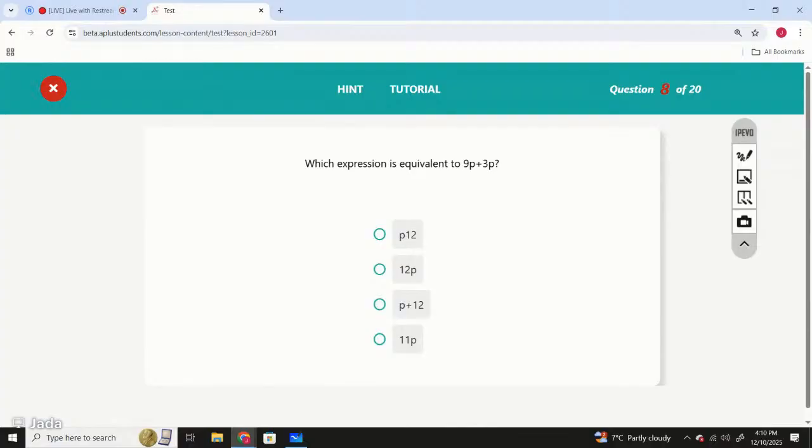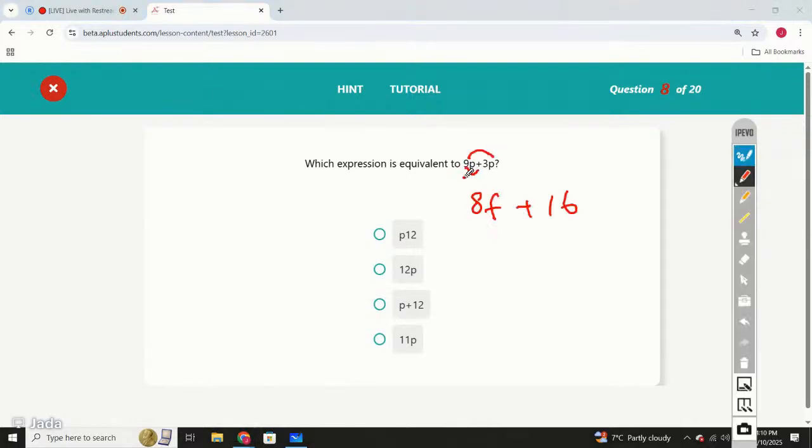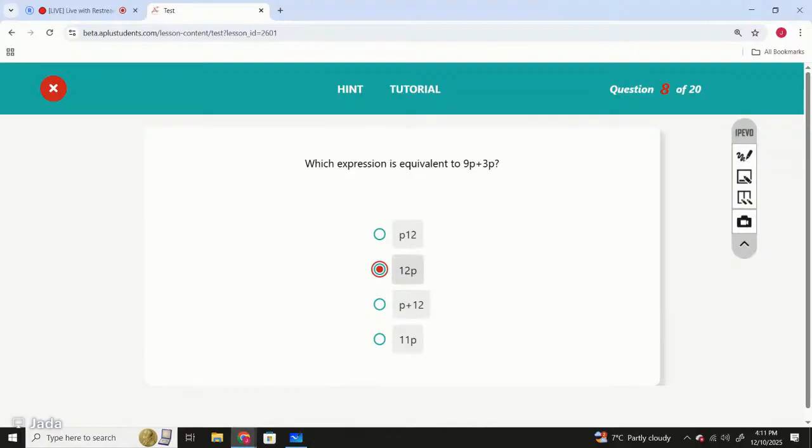Which expression is equivalent to 9p plus 3p? We need to collect the like terms, right? So 3p plus 9p, now we need to add them, 9, 10, 11, 12, so that equals 12p. Option number 2 is the correct option.